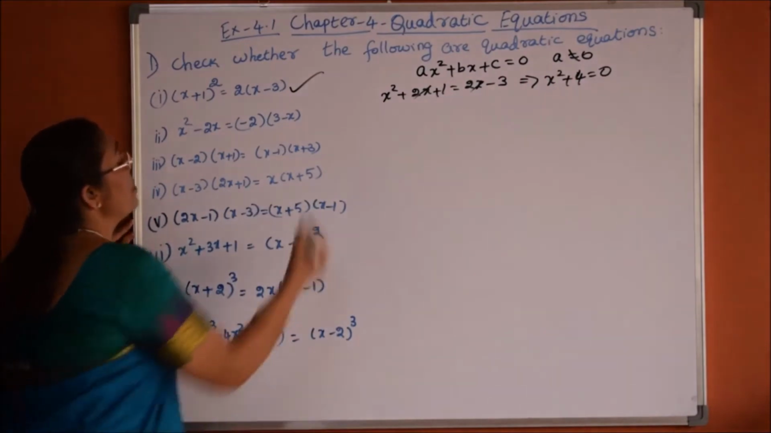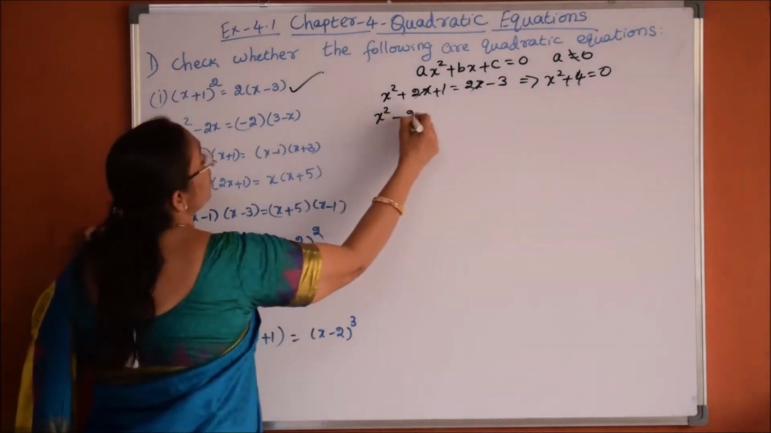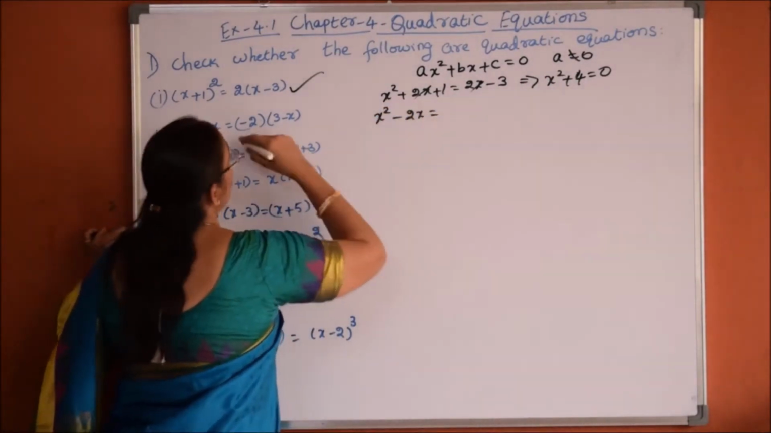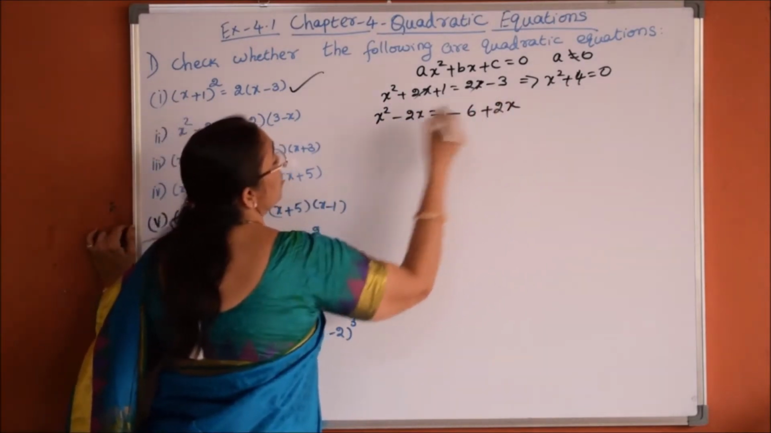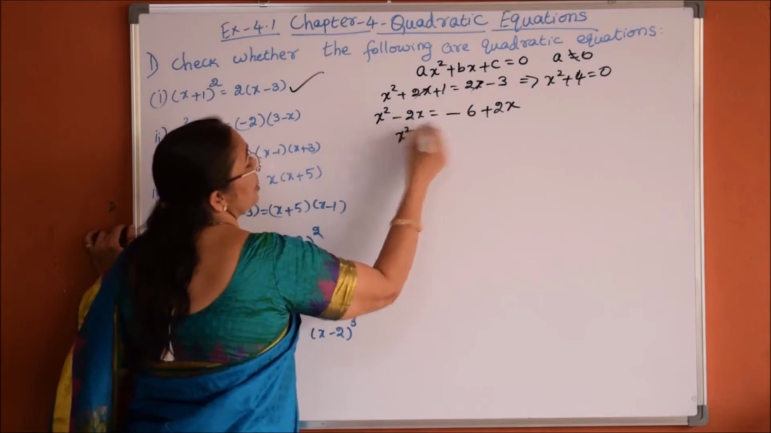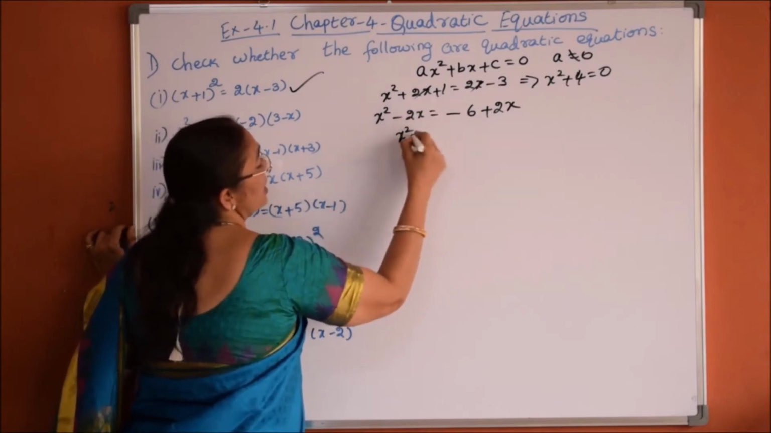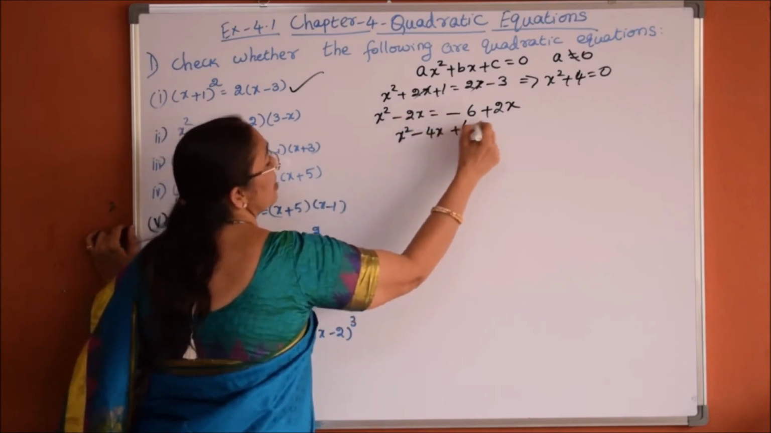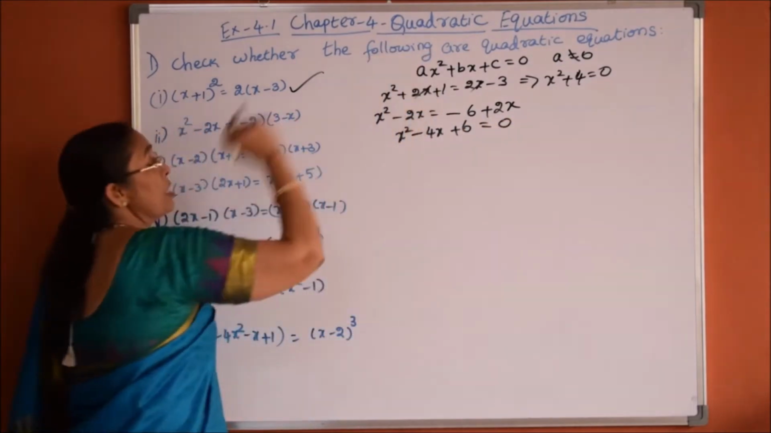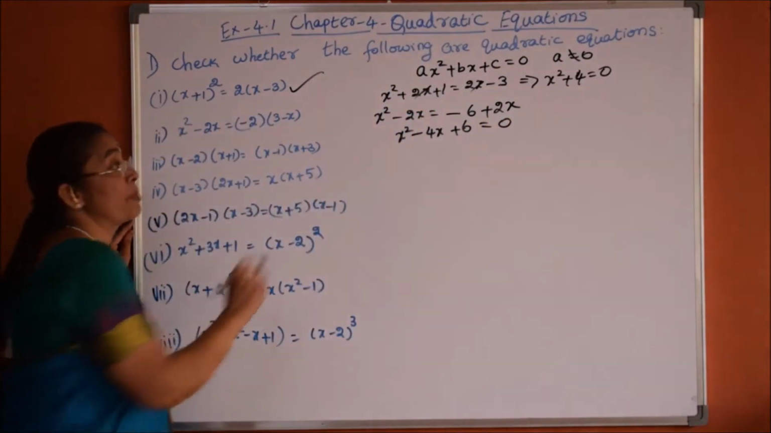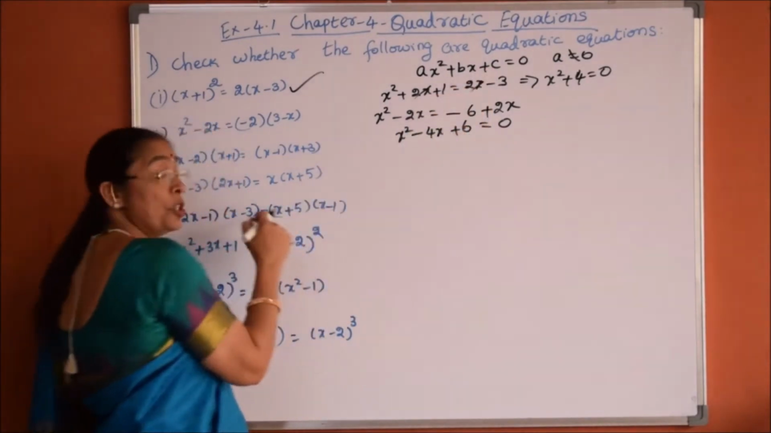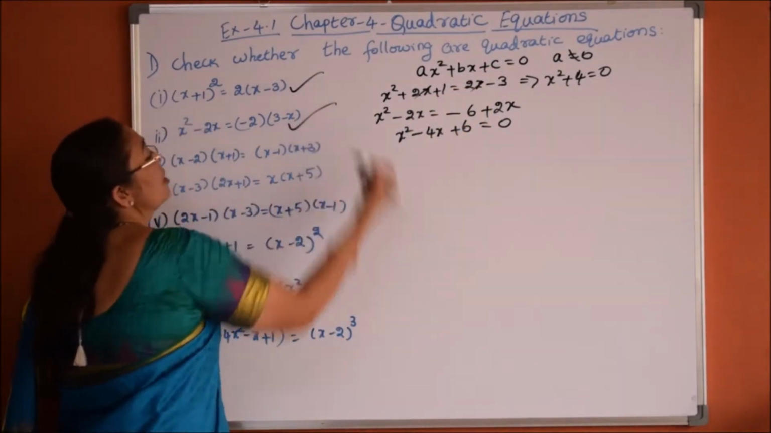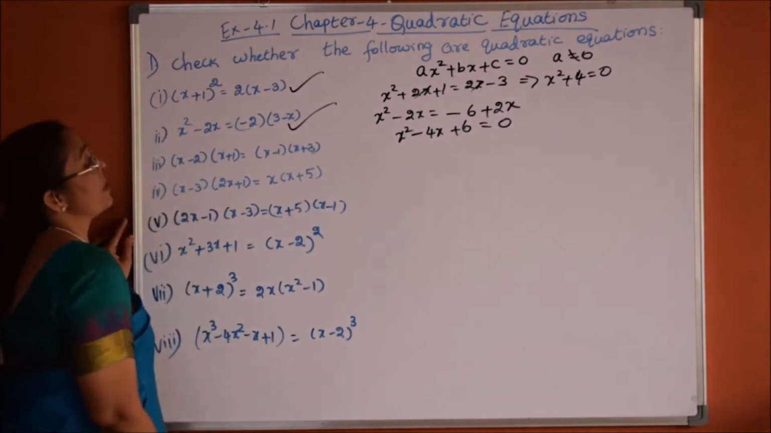Second problem, x square minus 2x is equal to minus 2 into 3 minus x, which is minus 6 plus 2x. So this equation will be x square minus 2x, again minus 2x, minus 4x plus 6 is equal to 0. It is in the form of ax square plus bx plus c, where a is equal to 1, b is minus 4 and c is equal to the constant term 6. So it is also a quadratic equation.